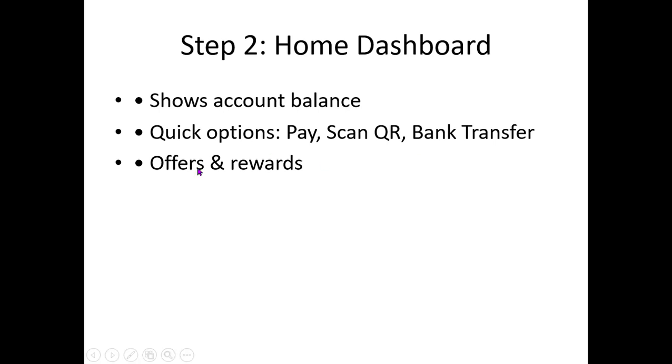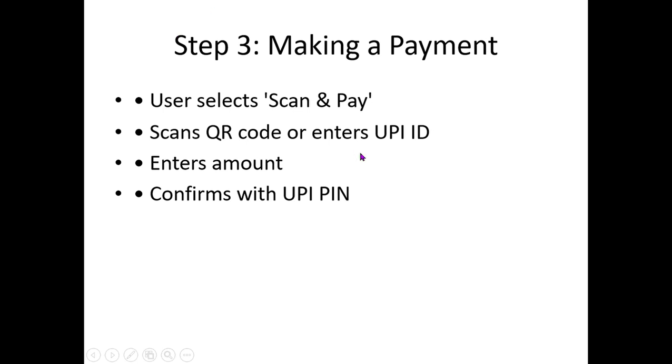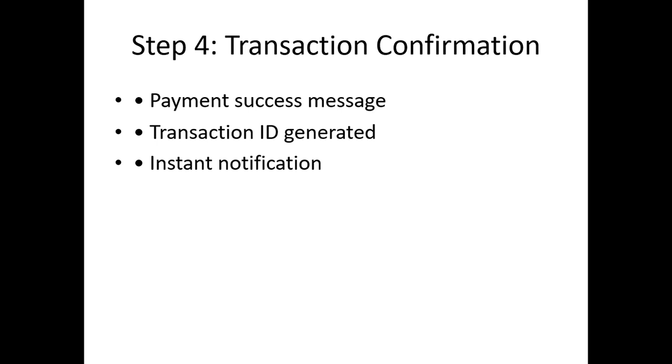Then you could see the offers and rewards: what are the offers while making payments, and what are the rewards that will be received after making the payment. To make a payment, you can scan and pay using the QR code, or you can enter the UPI ID. The UPI ID mostly you will be linking with your bank account. Then you can enter the amount and use the UPI pin to make the payment.